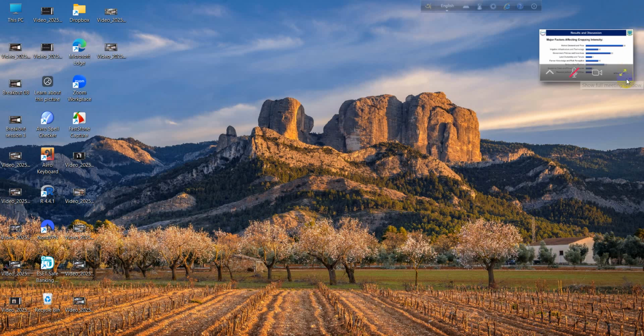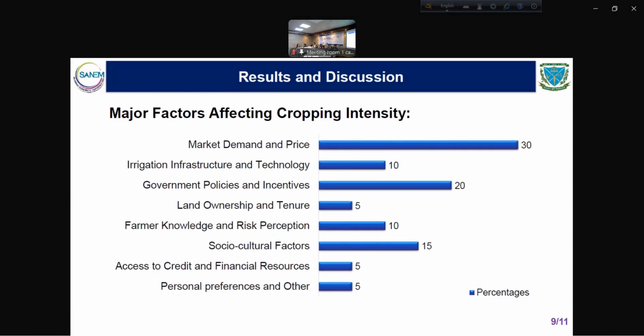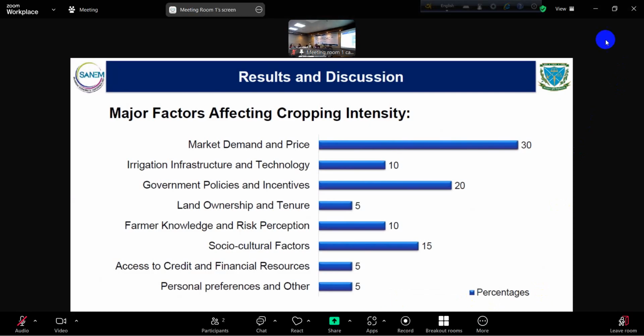Ownership security, farmer knowledge, and credit accessibility also affect cropping intensity. Addressing these factors can help optimize agricultural land use and enhance productivity in coastal areas.